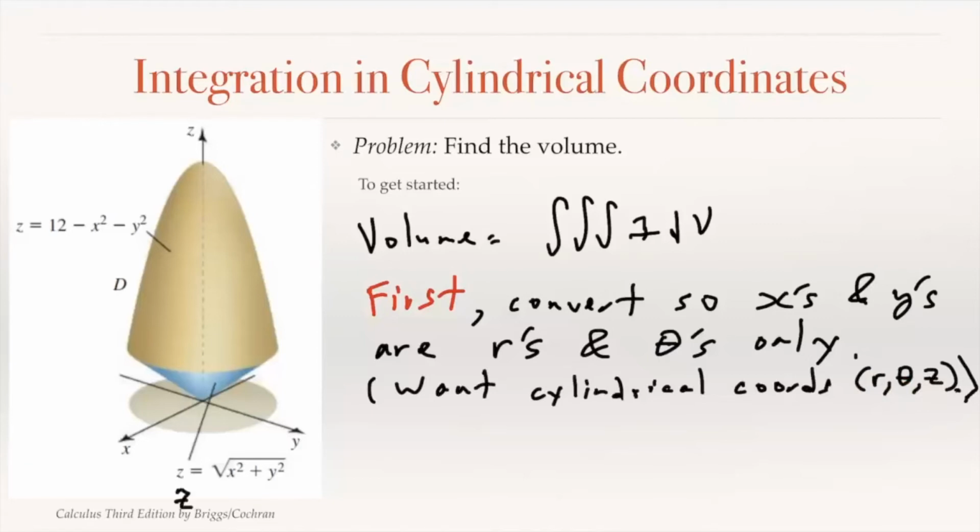So what's the square root of x squared plus y squared? Well, x squared plus y squared is r squared, so that's just z equals r. And similarly, this guy, that's 12 minus x squared plus y squared. So that's the same as 12 minus r squared. So that makes it much simpler looking, and that's a hint that indeed cylindrical coordinates were the right choice.